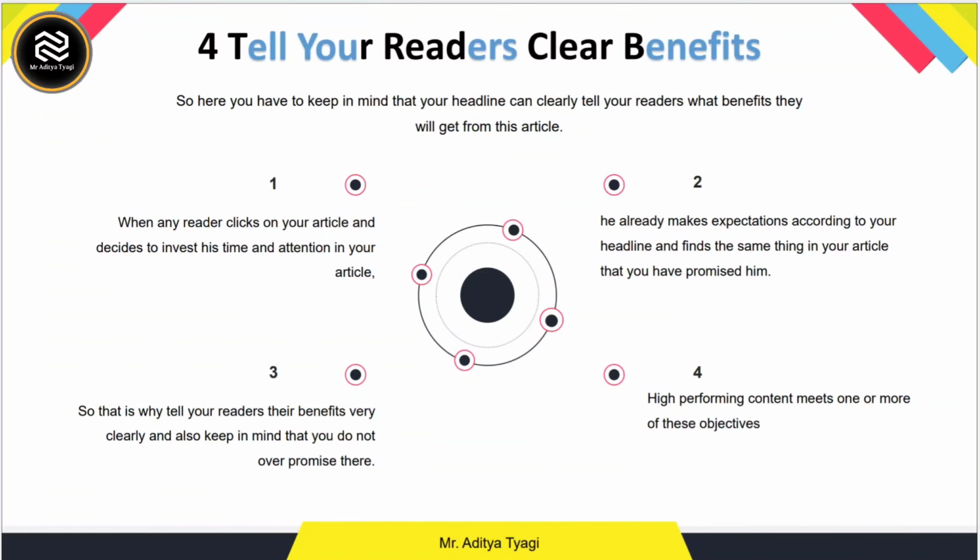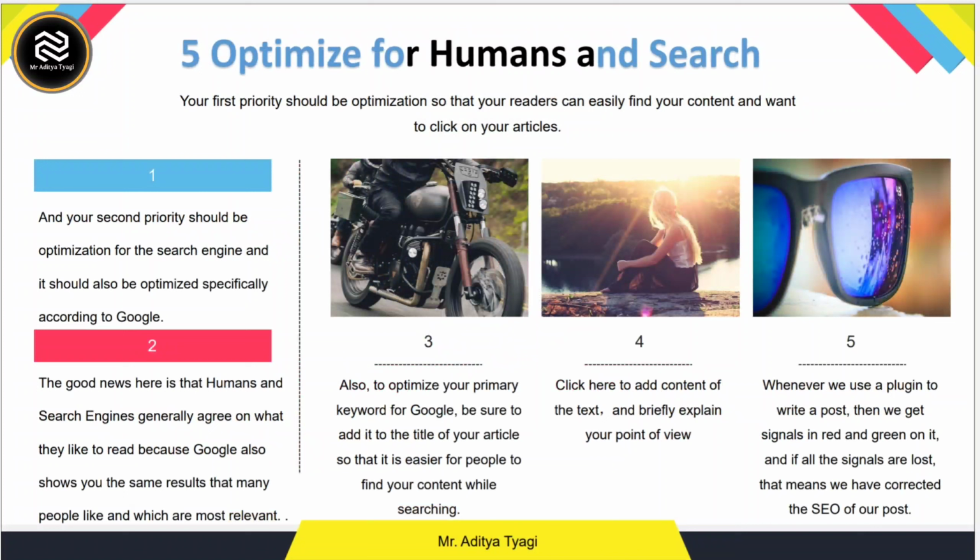High-performing content meets one or more of these objectives: entertain, engage, empower, enrich, educate, inform, inspire, answer a question, provide a solution. When any reader clicks on your article and decides to invest his time and attention in your article, he already makes expectations according to your headline and finds the same thing in your article that you have promised him. So that is why tell your readers their benefits very clearly, and also keep in mind that you do not overpromise. 5. Optimize for humans and search.